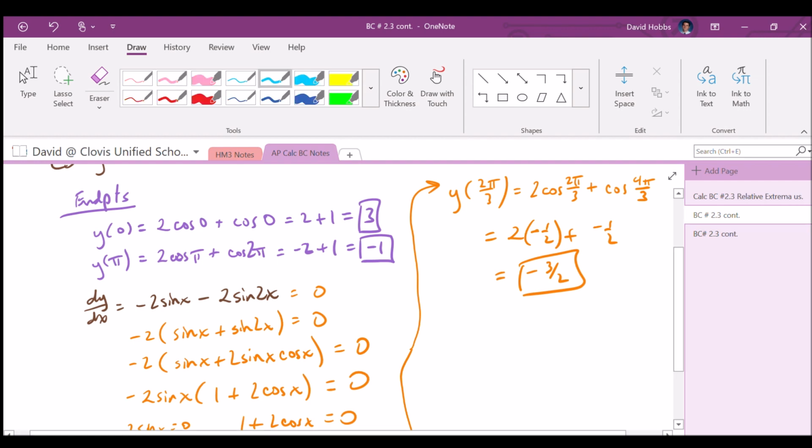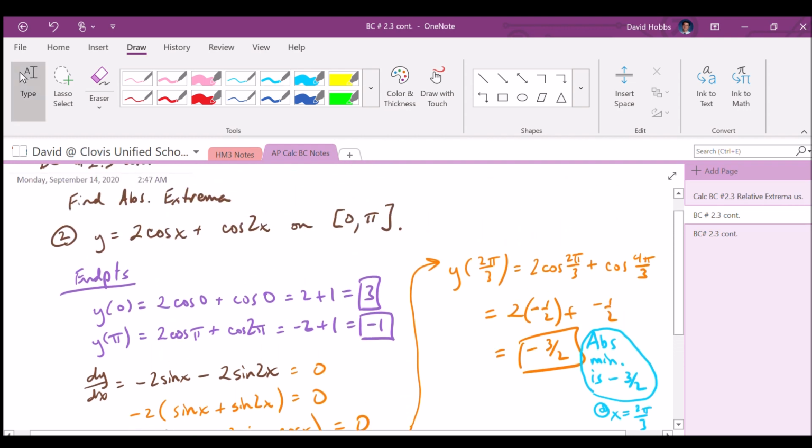So our absolute minimum is negative 3/2 at x equals 2 pi over 3, and our absolute maximum is 3 at x equals 0.